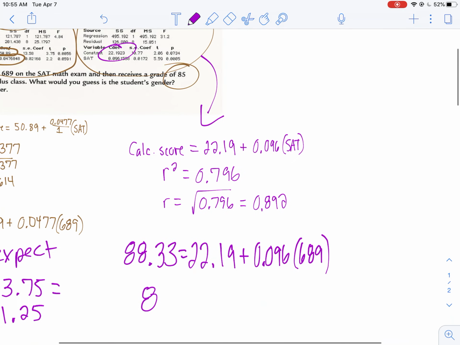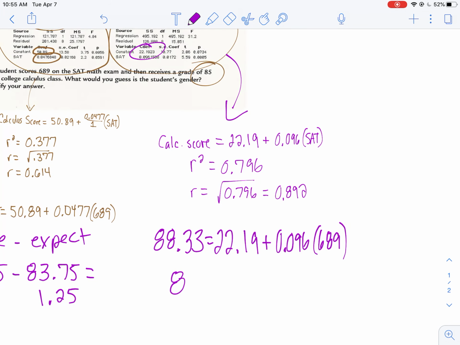Here I figured out what I expected to see. This is telling me what I do see. All right, so again, I saw 85. I expected 88.33. We'll figure out what that residual would be. 85 minus 88.33, negative 3.33.